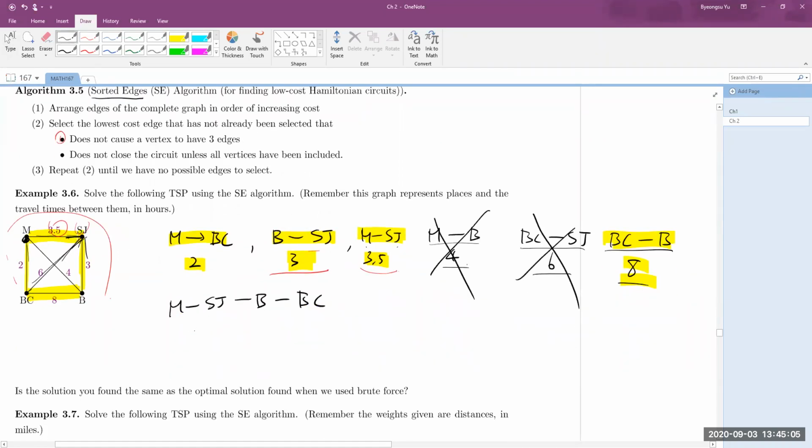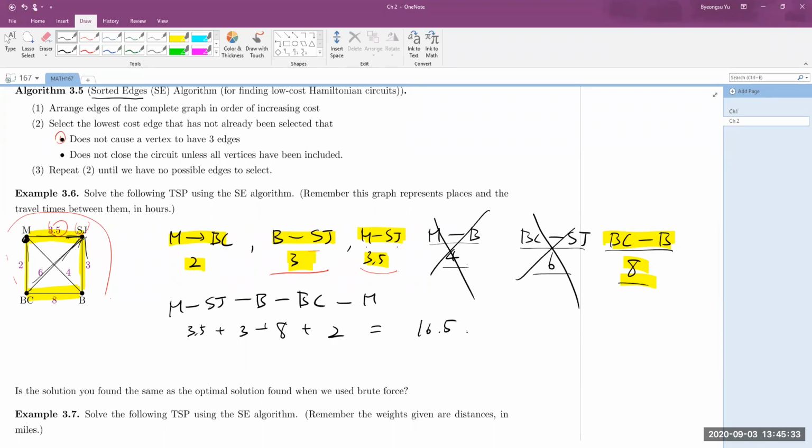Its cost is M to San 1 is 3.5, SJ to B is 3, B to BC 8, and again BC to M is 2, so it is 16.5, right?